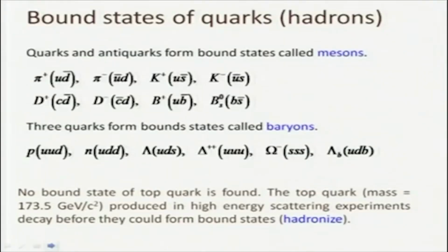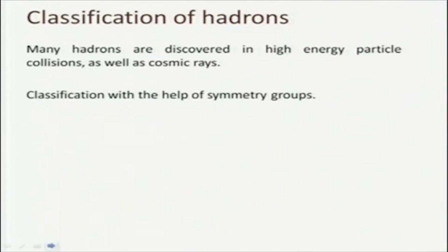Technically, this is called hadronization, that formation of the bound states. So, top quark decay time is so small that it does not have enough time to hadronize. So, that is the reason why we do not find bound states of top quark. Now, there are a lot of hadrons that we have discovered over the years in high energy collision experiments as well as in cosmic rays.